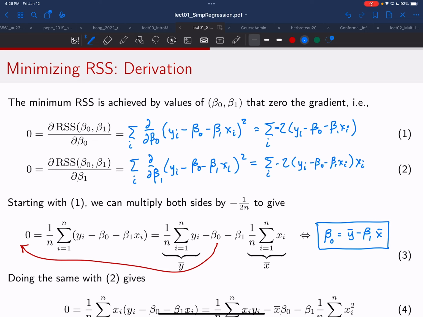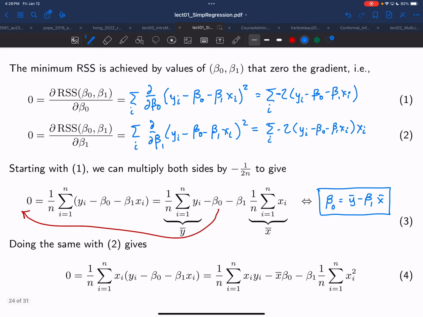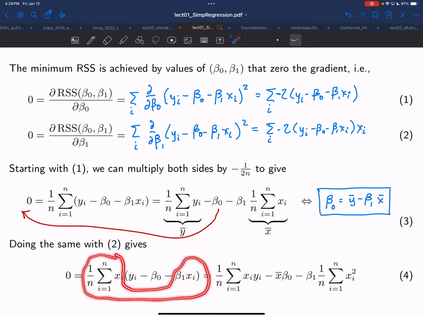Is everybody good with this so far? Any questions? Okay. So to go further, let's do the same thing to this equation 2. That's going to turn this minus 2 into 1 over n. And we get this, which is very similar, but now we have an xi here. And so we can again expand the sum. So we're going to have one term that looks like that, and then another term that's like this. And here again, just using this for x bar, we get that. And finally, one more term there, where you can see there's a minus beta 1 in front, and then there's an average of xi squared. So that's what we have over here.